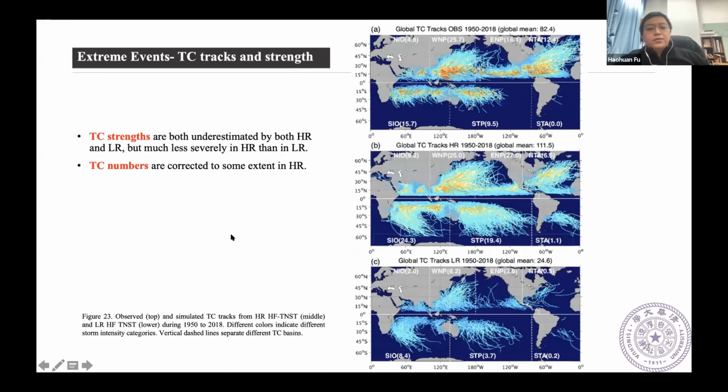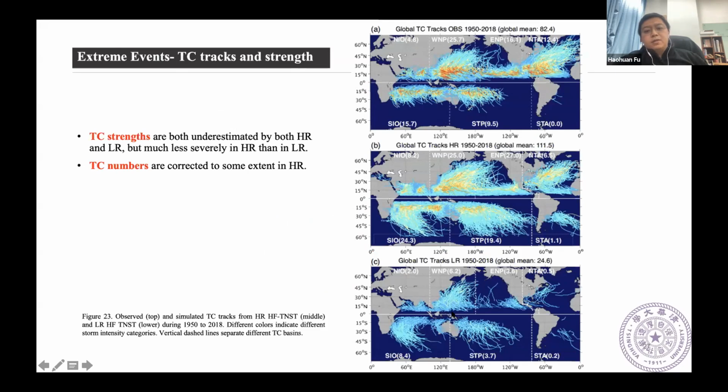The other thing we are very interested in, especially for high resolution simulation results, is of course the tropical cyclones: how well you can capture the hurricanes and the typhoons. Here are the results. The first figure is the observation, the second one is the high resolution result, and the third one is low resolution.